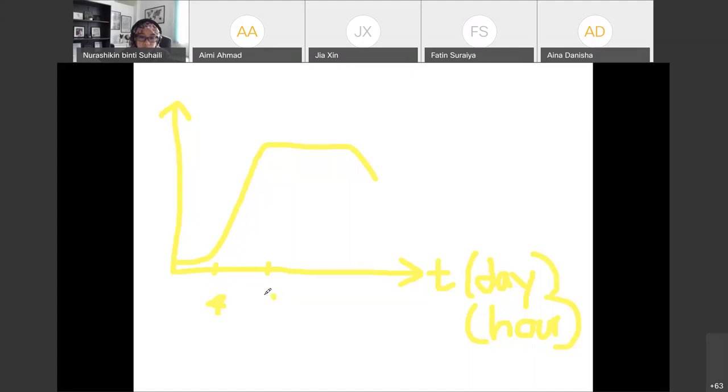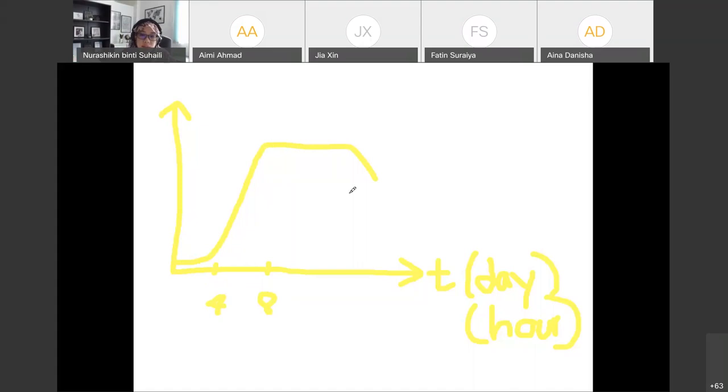Maybe 8 hours. Yeah, they double. Okay, so after that, it becomes stationary. Stationary is when the dead cells and the new cells, the number is equal. So there is no change. There is no difference. So that's why they reach the stationary phase.